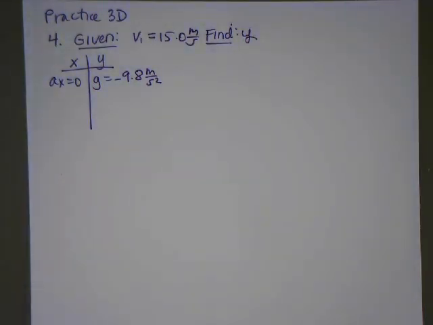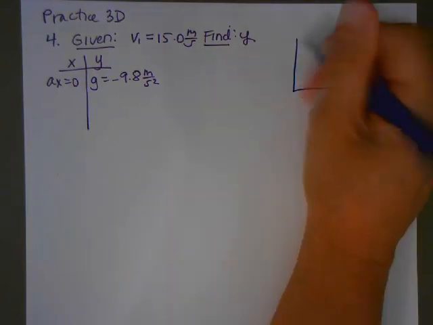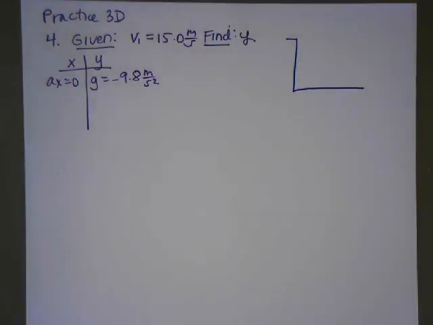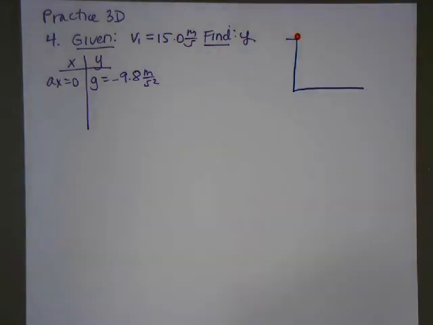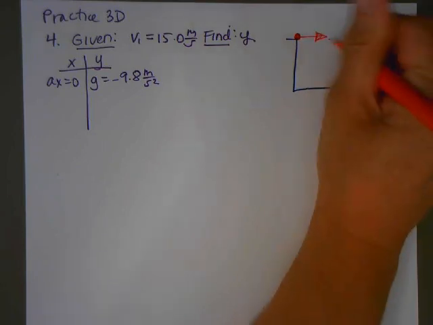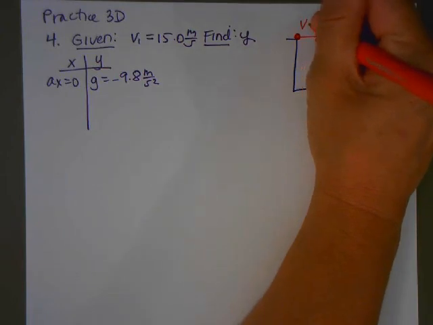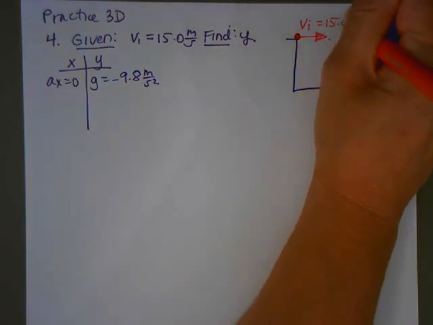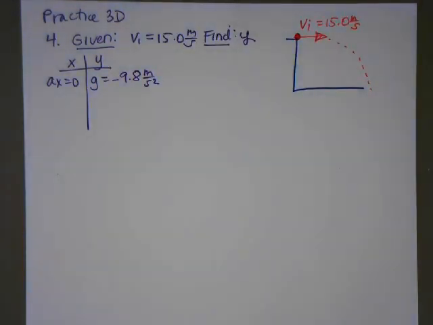So it helps to draw a picture. In the picture, we're going to establish our sign convention, and where motion begins is our frame of reference. So here's the top of the cliff, and the object is thrown like this. It's all horizontal, and they tell me that VI is equal to 15 meters per second. Okay.